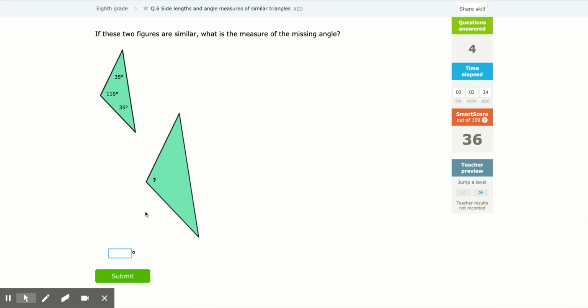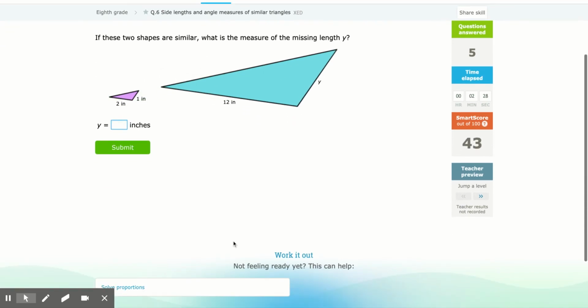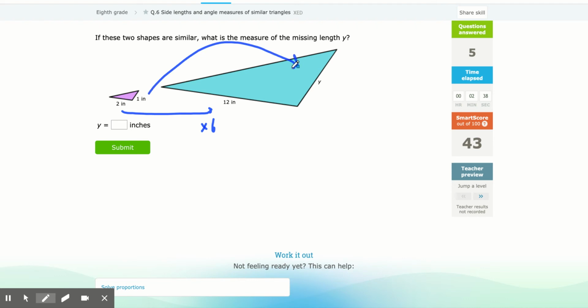Again, corresponding angle, it's going to be 110. Side length, to go from 2 to 12, I multiplied by 6. So from 1 to y, I'm going to multiply by 6.